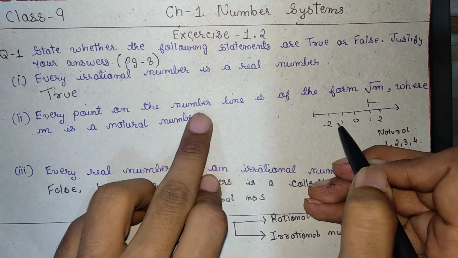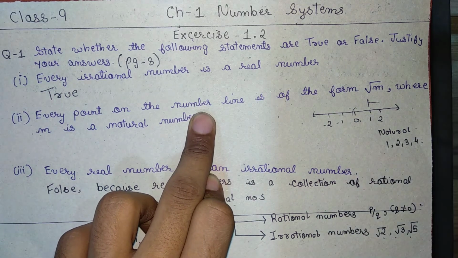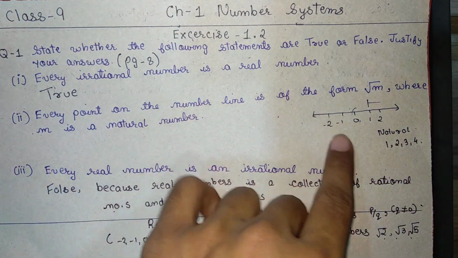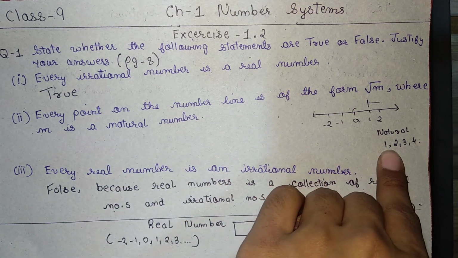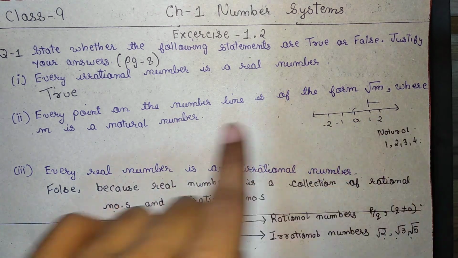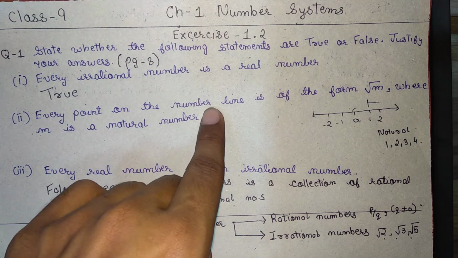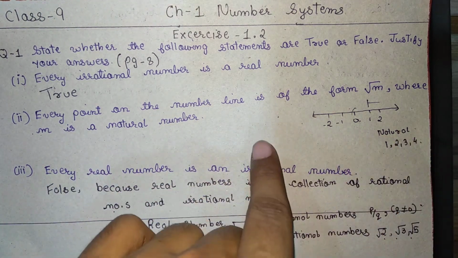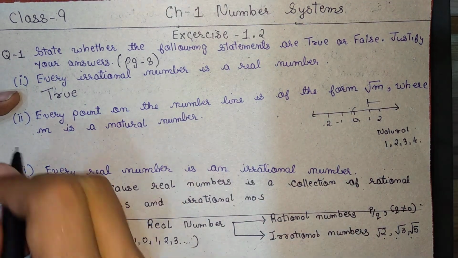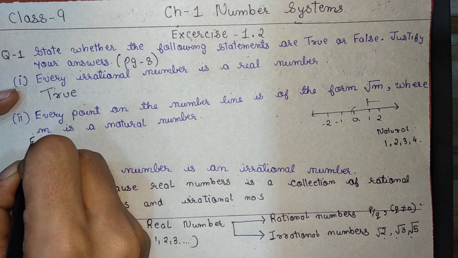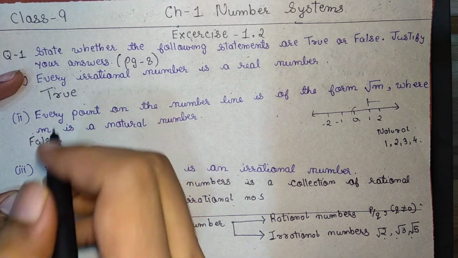But on the number line there is 0 and there are negative numbers also. It can only go from the natural numbers, but here they have said every point on the number line. Can every point be represented this way? No, because there are negative numbers also. So this statement is also incorrect. That means this statement is also false.